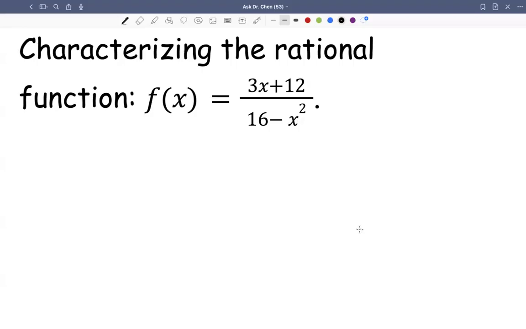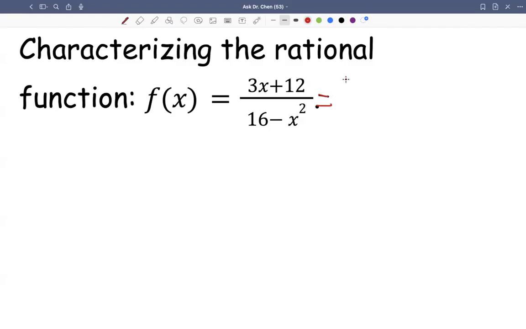Let's see this question. We want to find all the characteristics of this rational function, then be able to sketch a graph for it. So let's first try to see if we can simplify this.